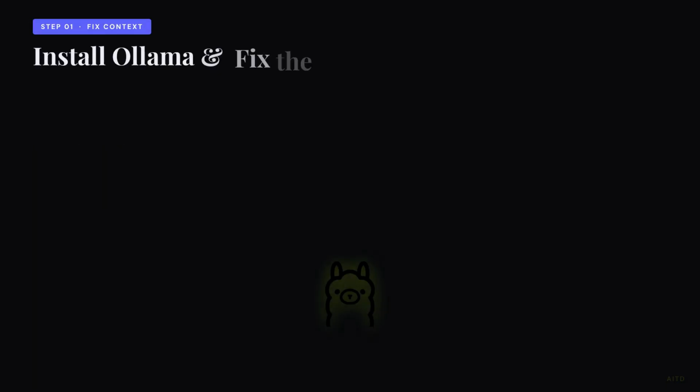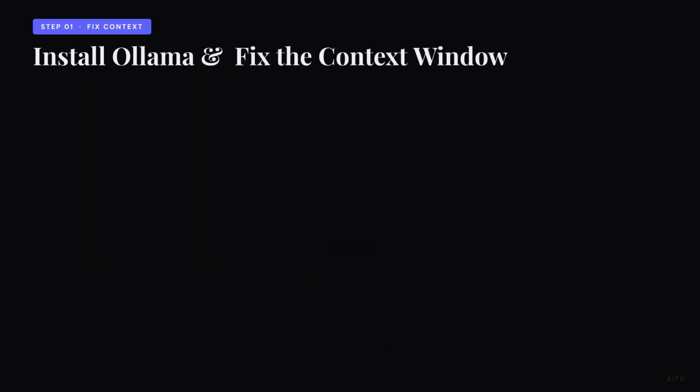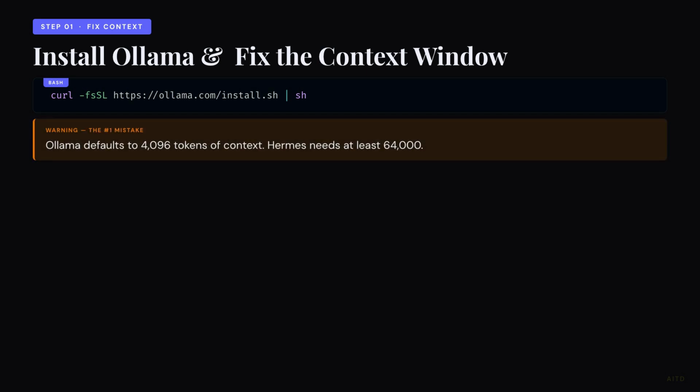Step 1. Install Ollama and fix its context window. Run the one-line installer shown on screen. Give it a minute, then check the version to confirm it installed. Here is the part that catches almost everyone. Ollama defaults to just 4,000 tokens of context. Hermes needs at least 64,000 tokens, because every tool call and its output has to stay in that window for the agent to reason correctly. Skip this fix, and Hermes starts forgetting what it just did after only 3 or 4 tool calls.